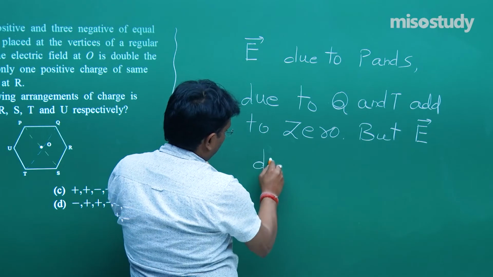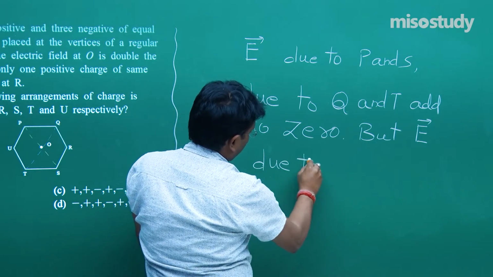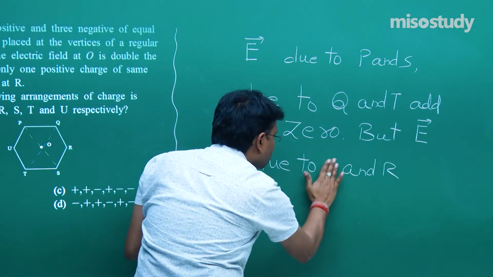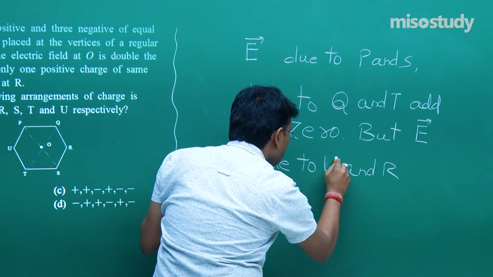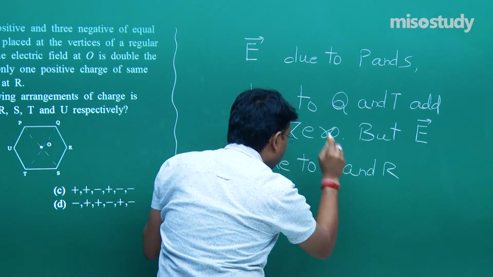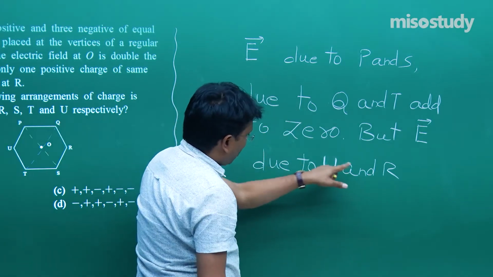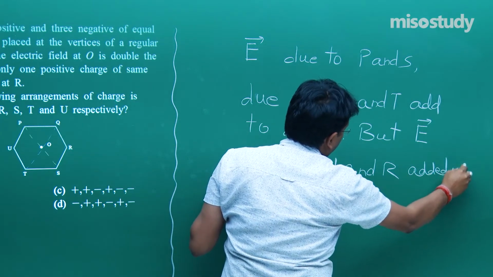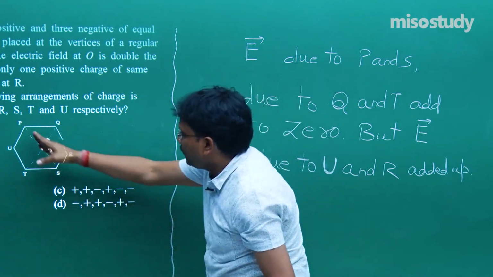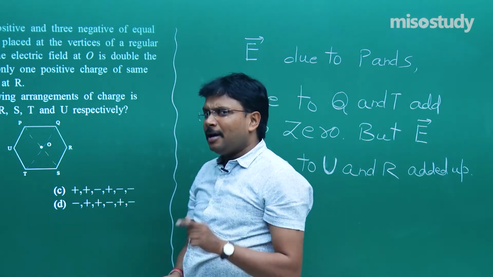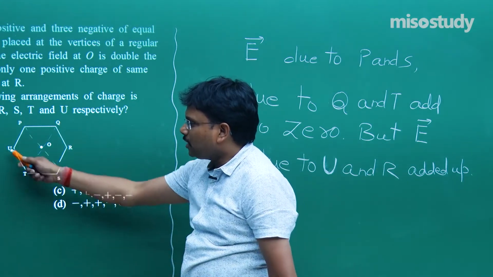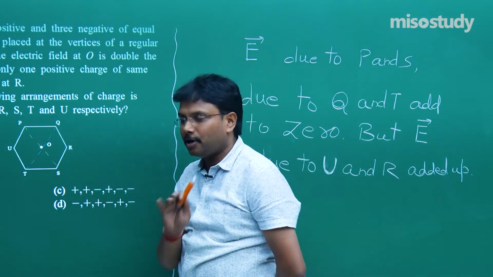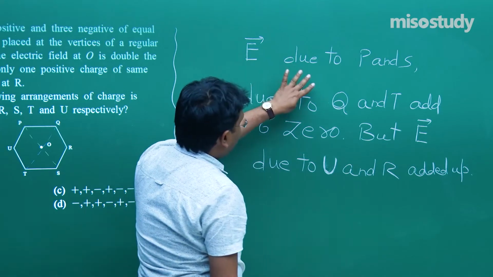E due to U and R, sorry, U. Fine. That was not looking like U. Due to U and R added up. Added up. It means if they are going to cancel each other, a question can come to your mind: why are they not cancelling each other? The teacher is saying that they are going to add up. Just wait. Fine. So accept this line.